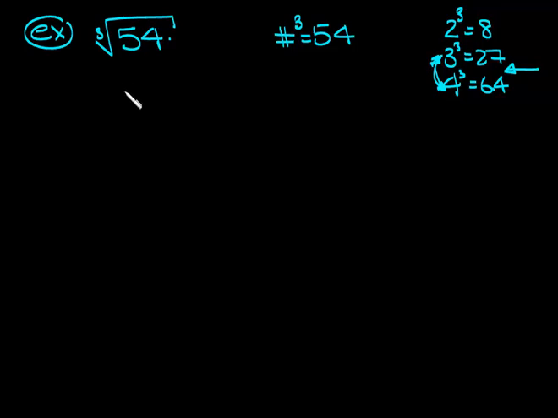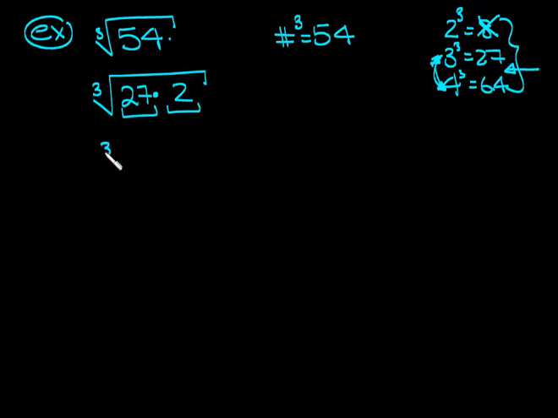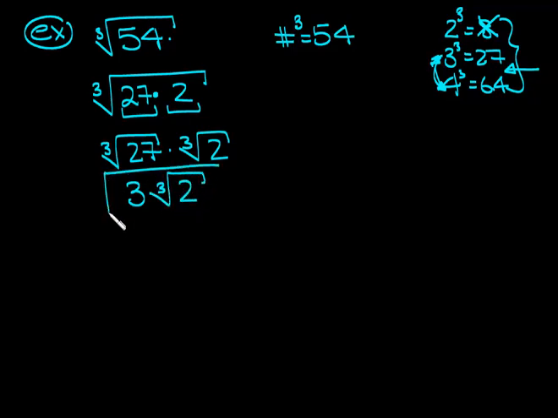So ask yourself, can I write 54 as a product of two numbers such that one of them is a perfect cube? And here are my cubes, so we can say, does 8 times something give me 54? No, so that doesn't work. How about 27 times something give me 54? Sure, it's 27 times 2. So now I can break it down into the cube root of 27 times the cube root of 2. Cube root of 27 is 3 because 3 cubed is 27, and then I get 3 cube root of 2. So there's 54 reduced to 3 cube root of 2.